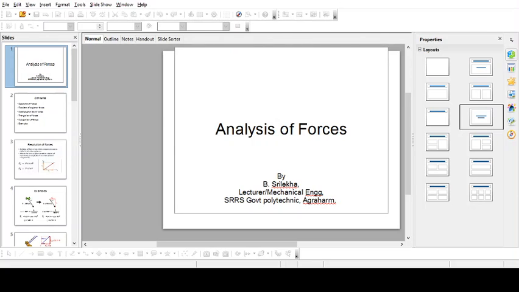Say we are taking six forces. If you are representing the six forces by the sides of a polygon, then the seventh side, which is taken in opposite order, will represent the resultant.